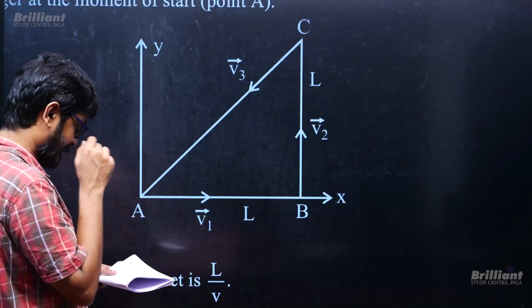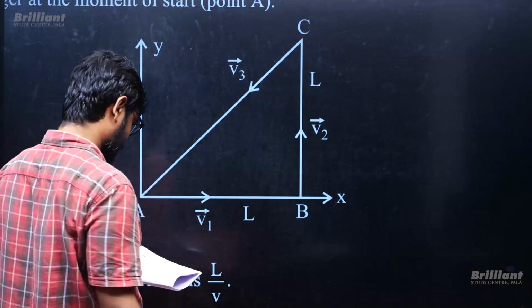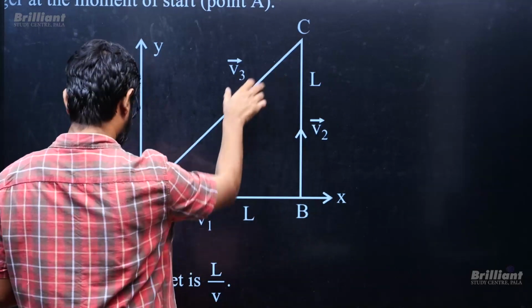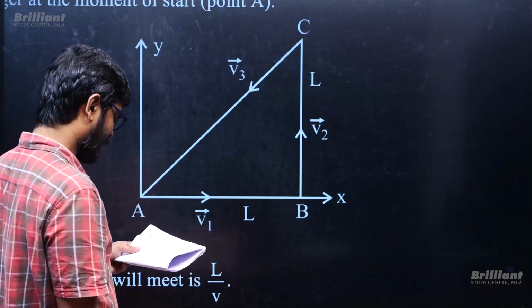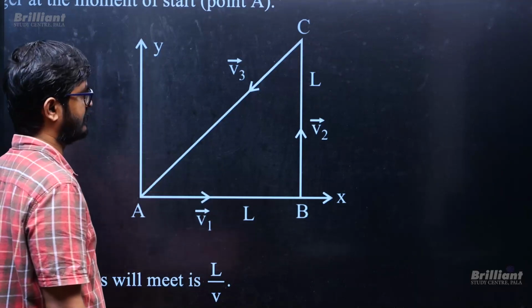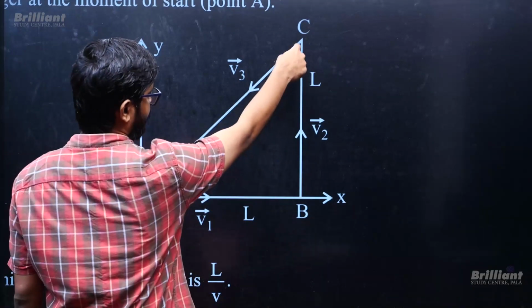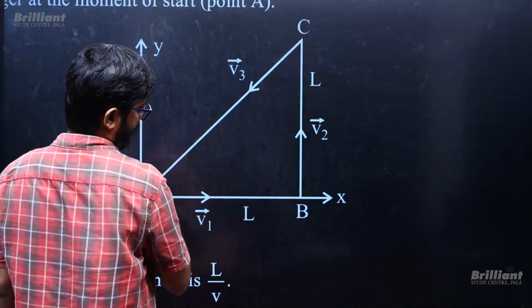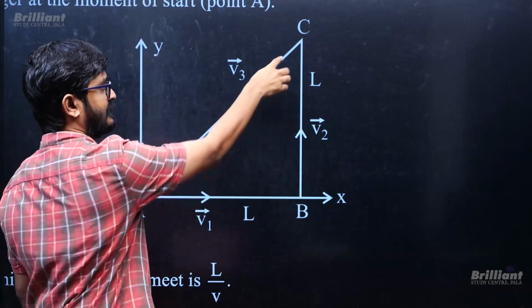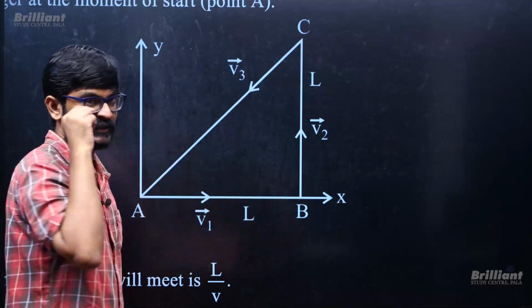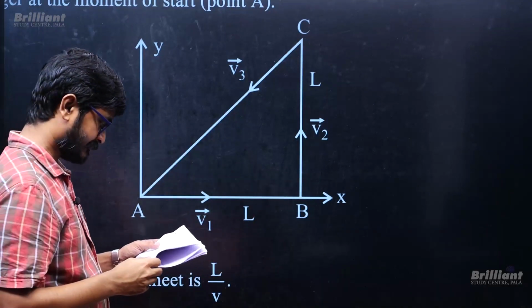The speed of the first tiger is V, the speed of the second tiger is V2, and the third tiger is V3, such that during the motion, the angles of the triangle formed by the tigers remain constant. So if I join a line between A and B, B and C, and C and A, it is going to look 45 degrees and 90 degrees at any moment. This is what they were saying.